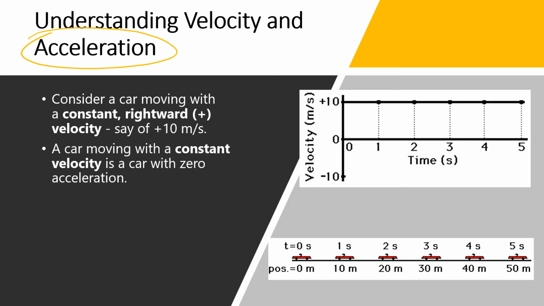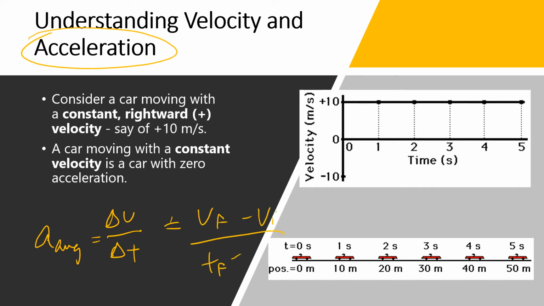So for example, remember that average acceleration is change in velocity over change in time, or VF minus VI over TF minus TI. This is kind of similar to average velocity, which is displacement over time, rise over run. For velocity versus time graphs, it's velocity over time. So meters per second divided by seconds makes the unit for acceleration meters per second squared.